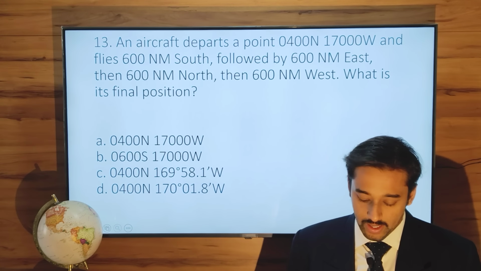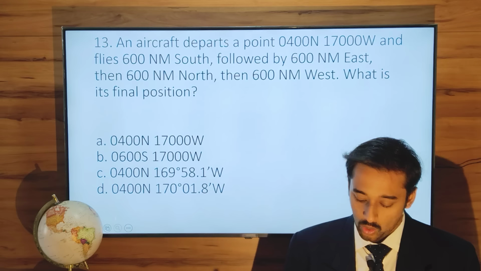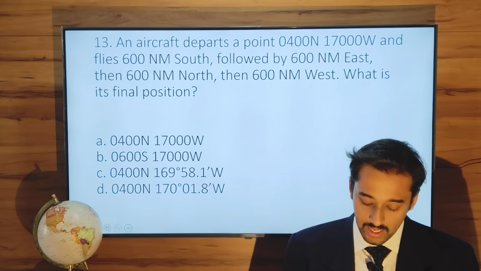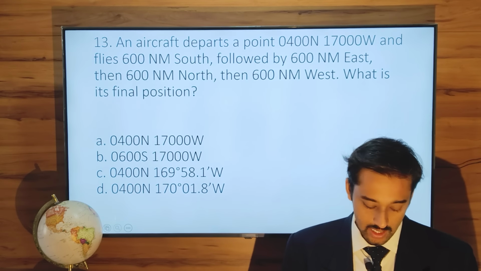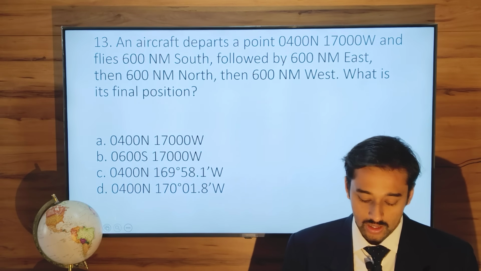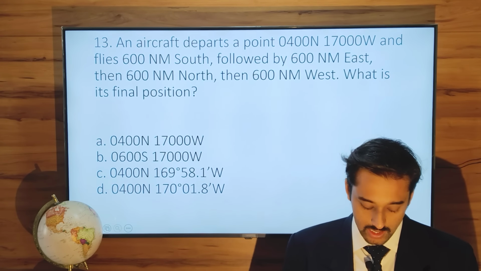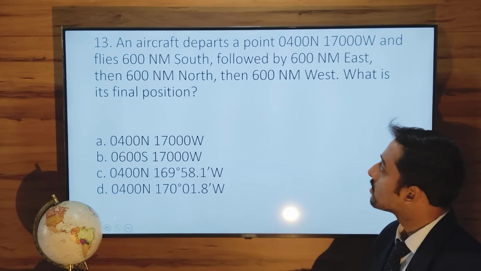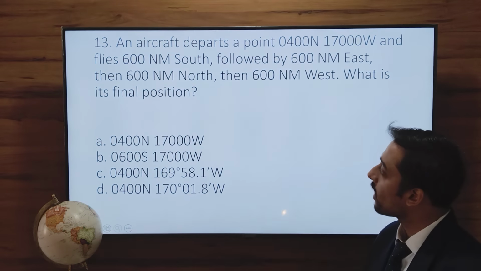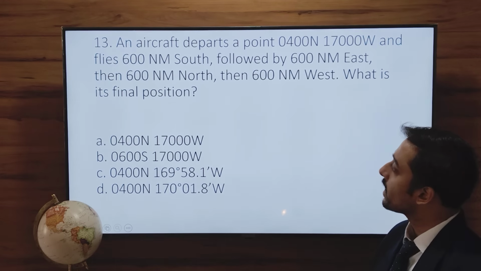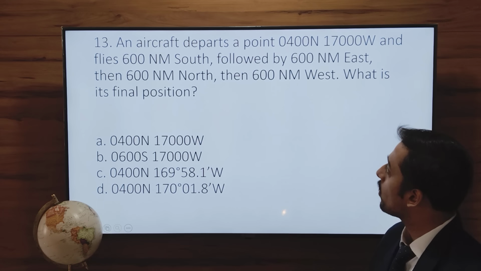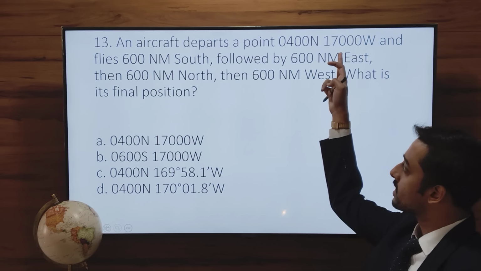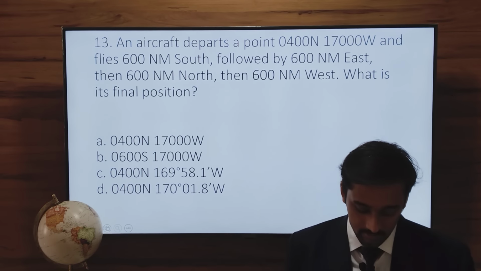Aircraft departs a point 04 north, 170 west and flies 600 miles south. Then it goes 600 miles east, then 600 miles north and then 600 miles west. What is its final position? So, we are told to find the final position of the aircraft which has flown all these points. So, starting from 4 north, 170 west, let's draw a rough diagram.